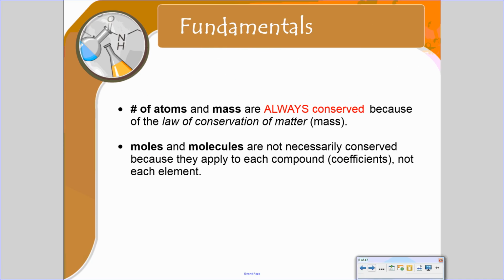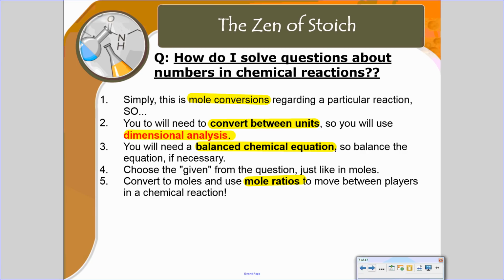So the number of atoms and mass are always conserved because of the law of conservation of mass. But moles and molecules are not necessarily conserved because they apply to each compound in the coefficients and not each element. So how do we solve questions about the numbers in chemical reactions? Well, we're going to have to do some mole conversions, which you already know how to do. You're going to need to convert between units using dimensional analysis, which you already know how to do.